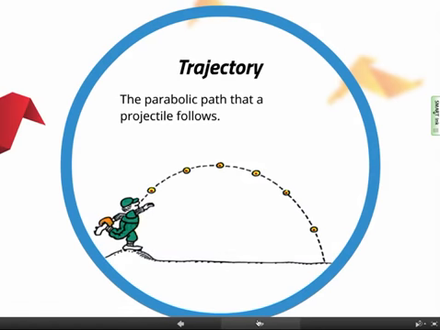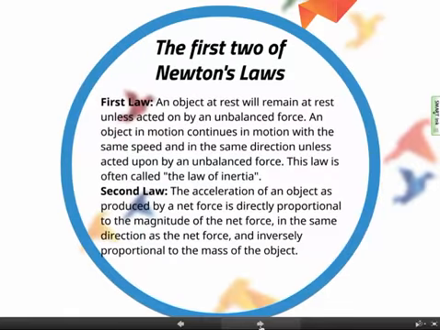Okay, trajectory. The definition of this is the parabolic path that a projectile follows. It's literally just the path that it follows. It's a parabolic path.